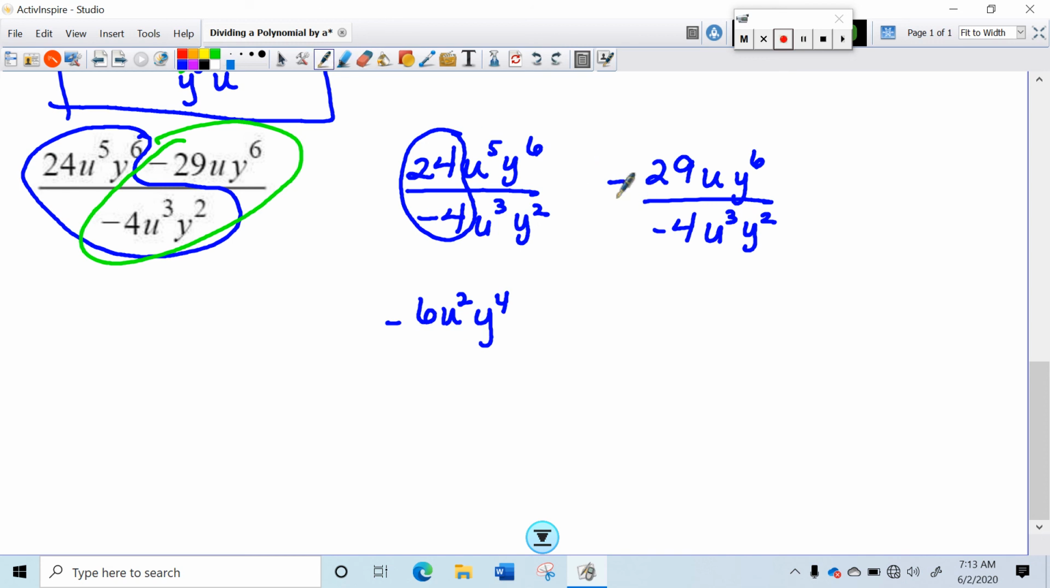The second term, we have a negative on the top, canceling with a negative on the bottom, so that's going to be a positive, and you do have to put the plus sign. Now 29 over 4, there's no way to simplify that, so just leave it 29 over 4. For my u's, the largest exponent is on the bottom, so you put your u on the bottom and then subtract. 3 take away 1 is 2. For my y's, the largest exponent's on the top, so put your y on the top and subtract. 6 take away 2 is 4. And that's the answer.